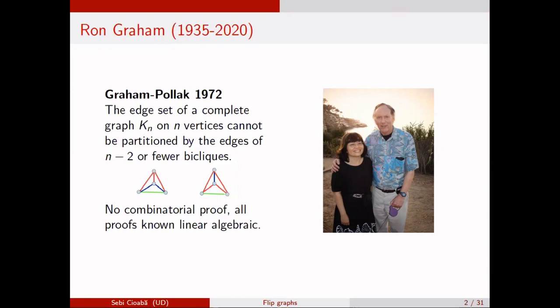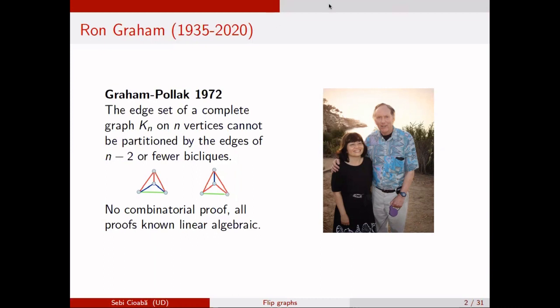My favorite theorem in combinatorics is the Graham-Pollack theorem, which says that if you take a complete graph on n vertices and you try to partition its edge set into the edges of bicliques, a biclique being a complete bipartite subgraph, then you need at least n minus one such bicliques. It's known that you can do it with n minus one.